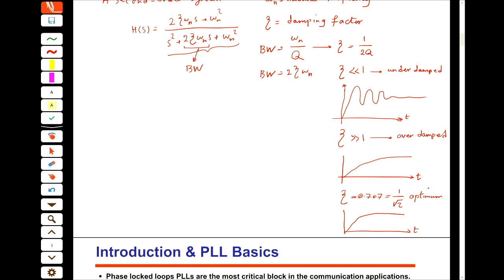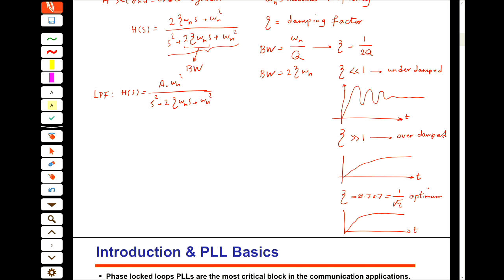If we write down different types of second order systems, for example a low pass filter, it has a transfer function like A naught omega n squared divided by s squared plus 2 zeta omega n s plus omega n squared.